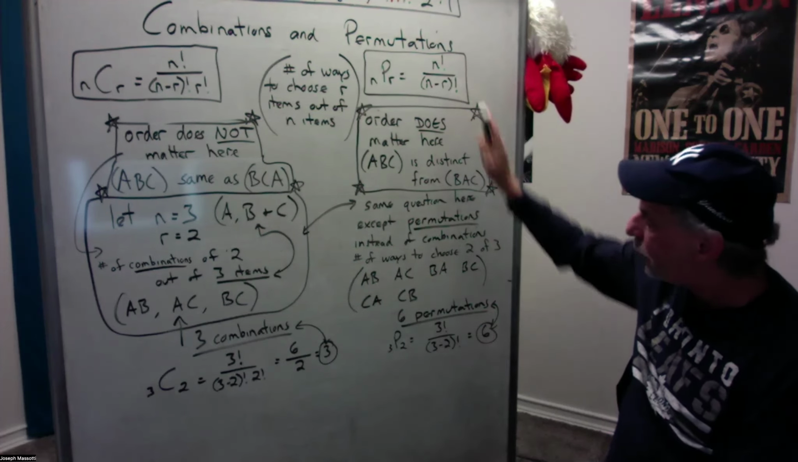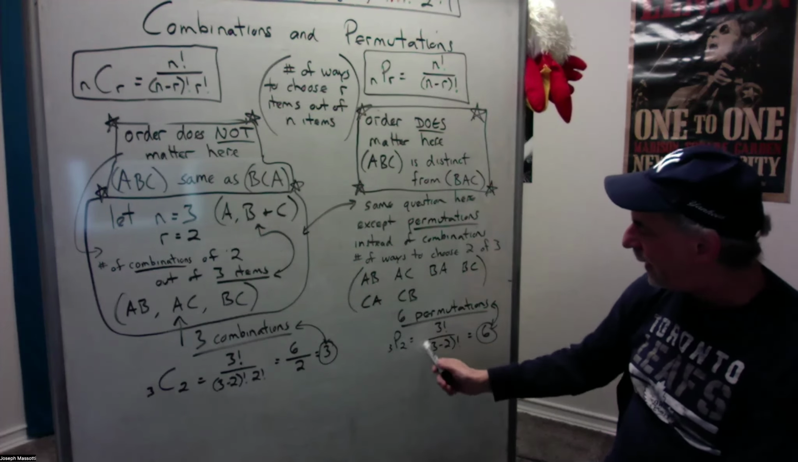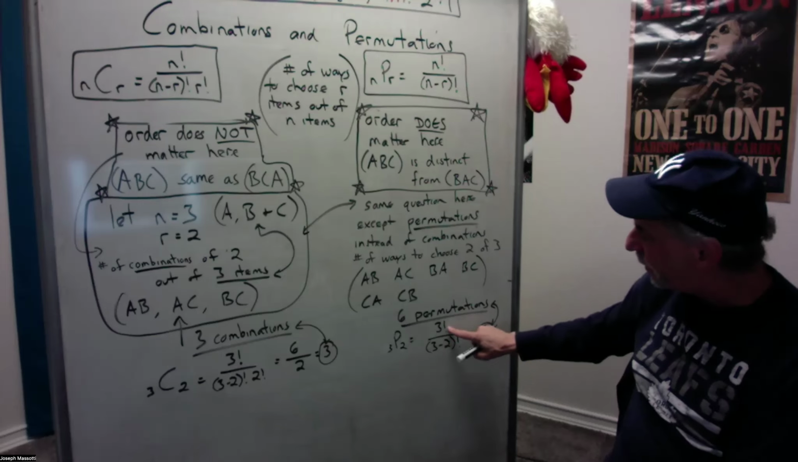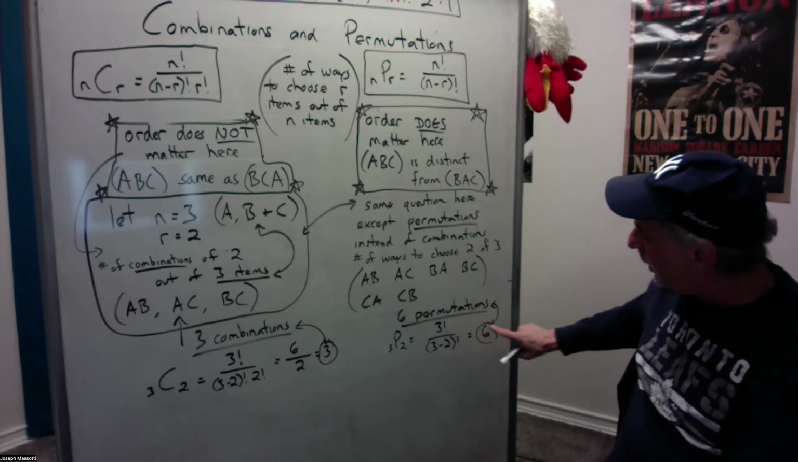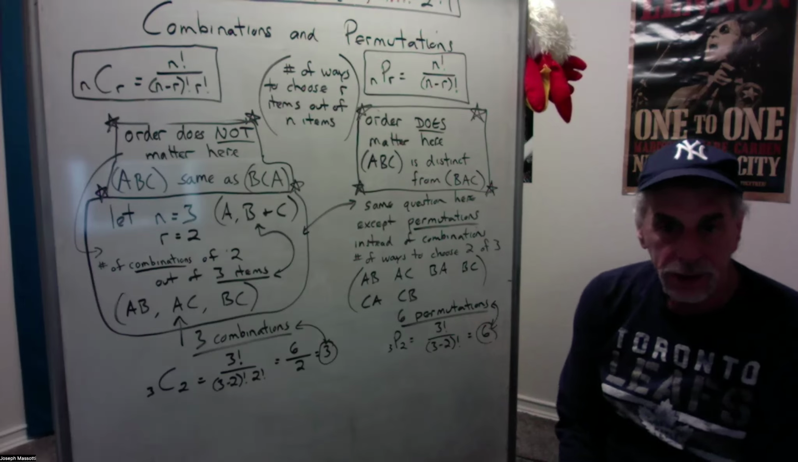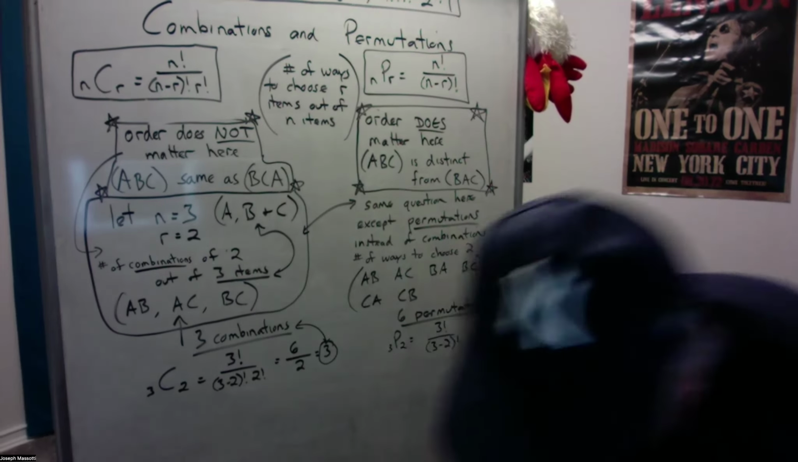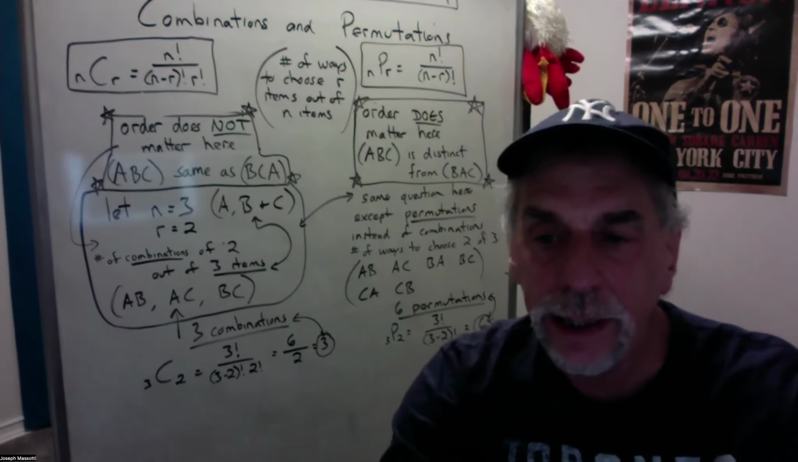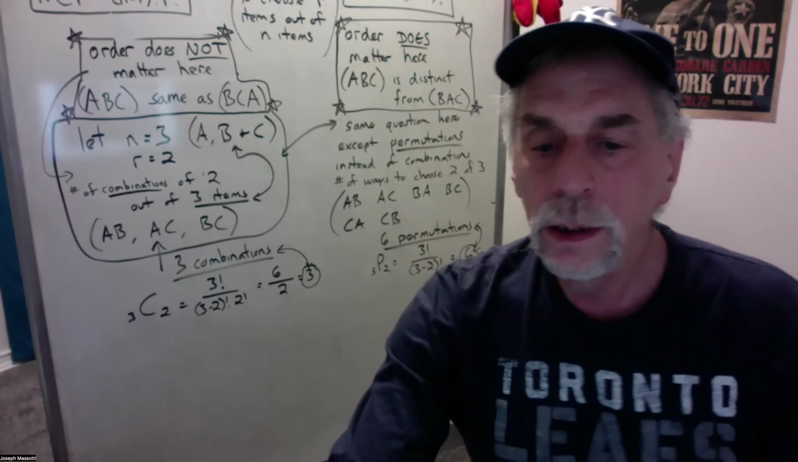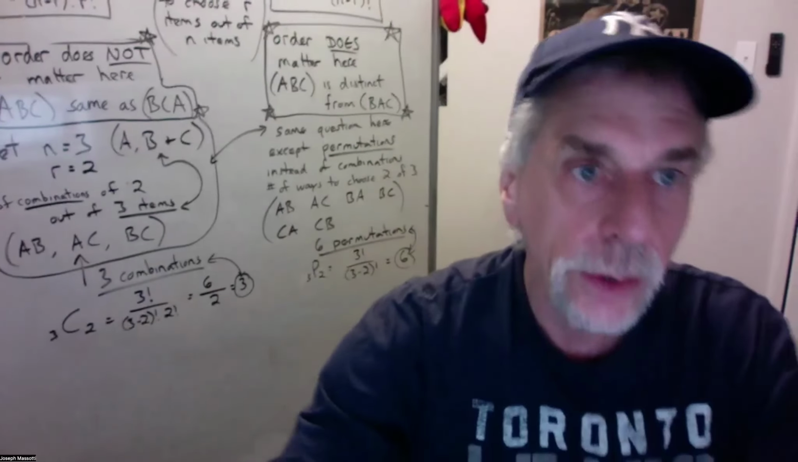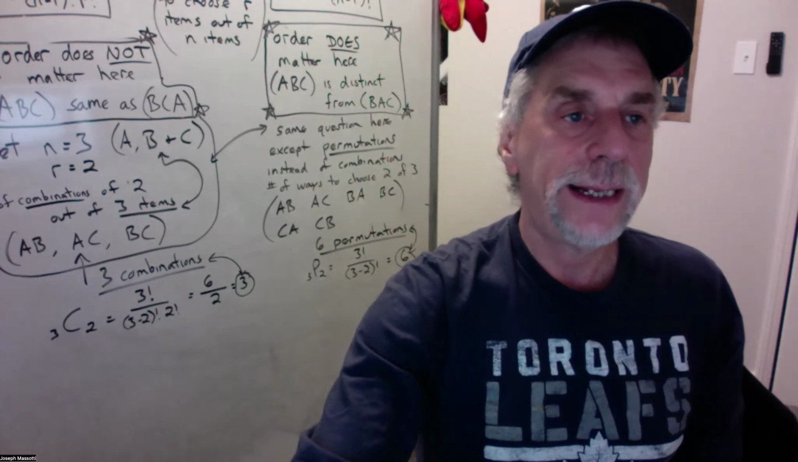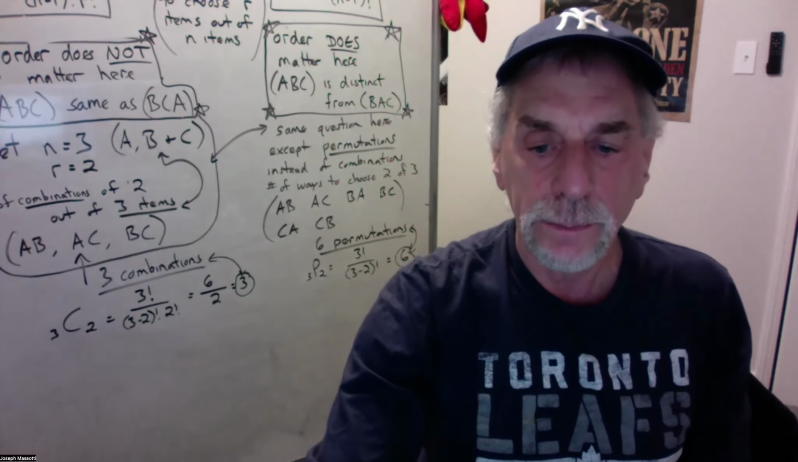And again, if we use the formula, we see that we do indeed come up with the number 6. 3 factorial over 1 factorial gives us those 6 permutations. All right, so let's look at the calculator here and show you how to find these things on the calculator.